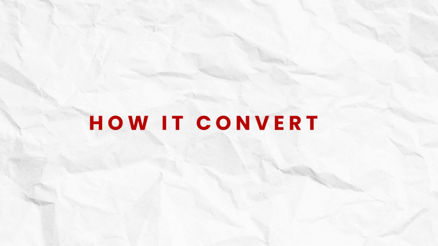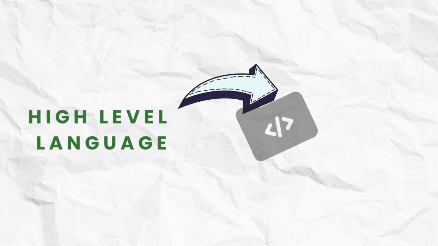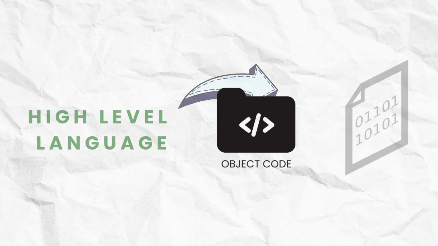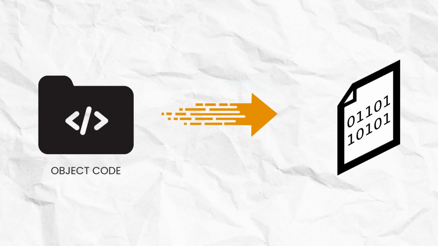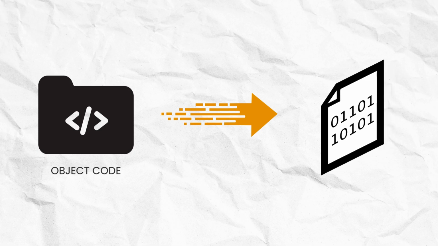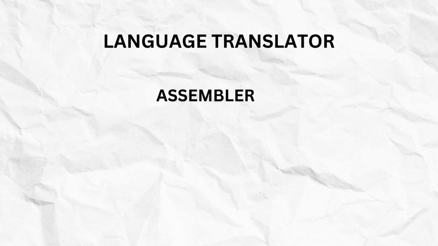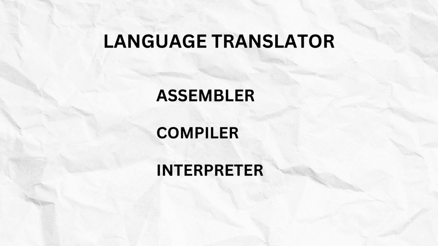How does it convert? The language translator translates our high level language code to the object code. Object code is nothing but machine code, which is only zeros and ones, an understandable form for the computer. Following this, language translators are categorized into three types: one, assembler; then compiler; then interpreter. We're going to see the types briefly.